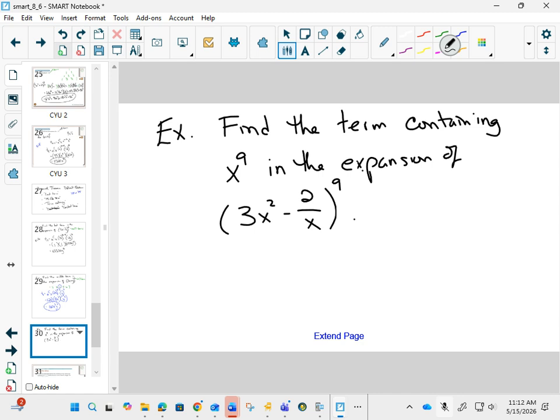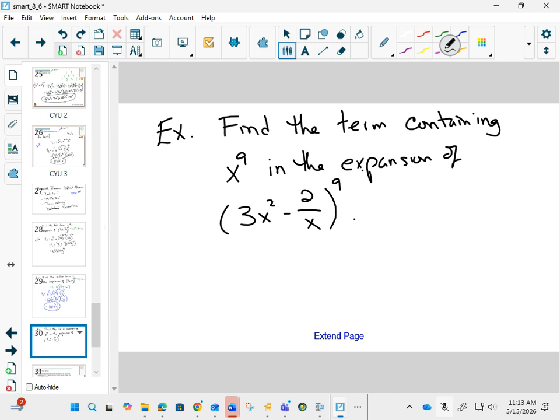And I'm going to show you how to do this, and some of you are going to forget. And on the test, you're going to be like, how do I do this again? And I'm going to tell you exactly what I'm going to tell you right now: well, I guess you could find all 10 of them, simplify all 10 of them. One of them is going to have an x to the 9, and that's the right answer. But that's a lot of work. So we're going to want to find a shortcut for this.